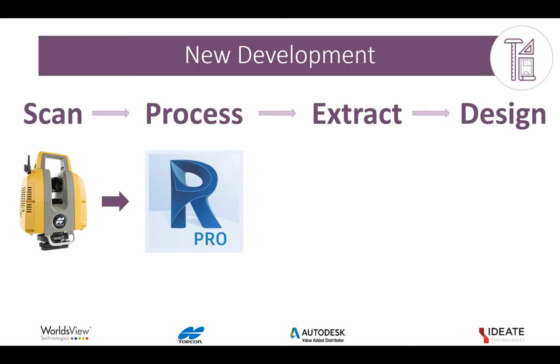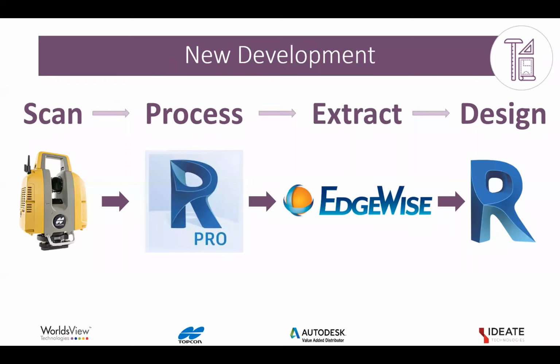Then, one interesting component that we will add is Edgewise from ClearEdge 3D that enables automatic object extraction. I will go through this solution later, but it is really an interesting step in this process and reduces a lot of time. And then at the end, of course, we are going to move to Revit in order to design and try to make a new proposition or a new renovation for the existing building.